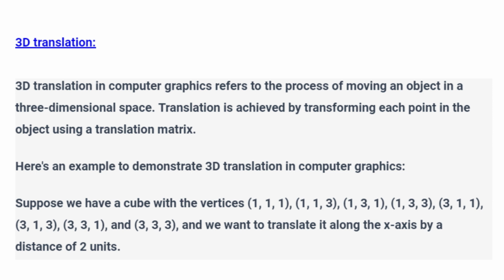Here is an example to demonstrate 3D translation in computer graphics. Suppose we have a cube with the vertices (1,1,1), (1,1,3), (1,3,1), (1,3,3), (3,1,1), (3,1,3), (3,3,1) and (3,3,3), and we want to translate it along the x-axis by a distance of 2 units.